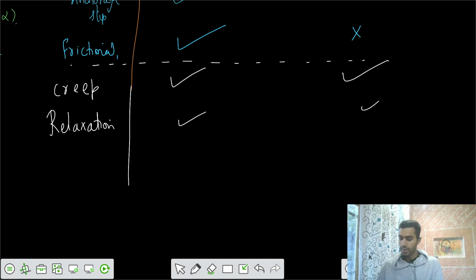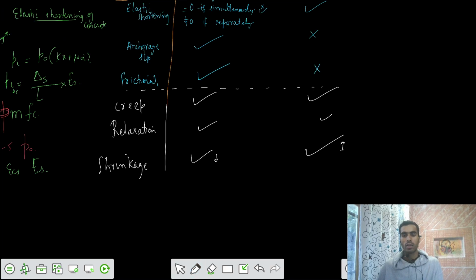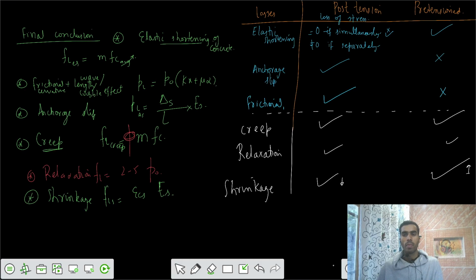We also have shrinkage. That's also possible in both the kinds, but we said that in post-tension we have a lesser value of that, and in pre-tension we have a greater value. So I would say it's observed in both, but this one is more and this one is lesser. So these are the final conclusions on the losses of prestress in concrete.